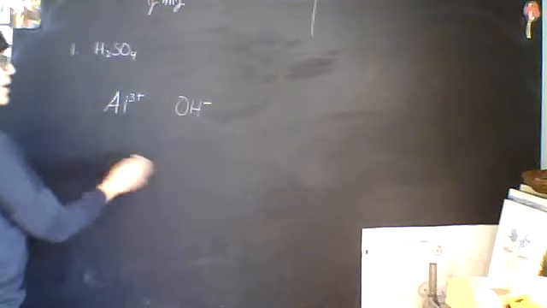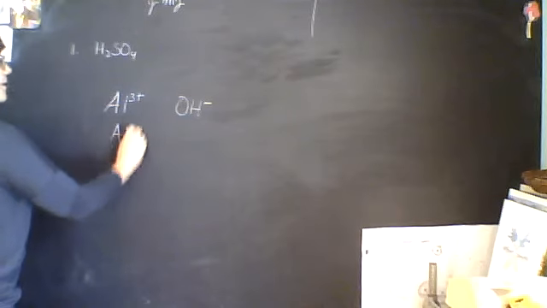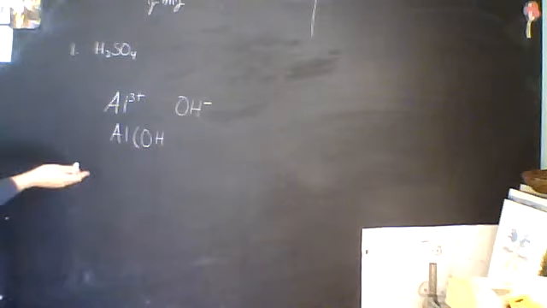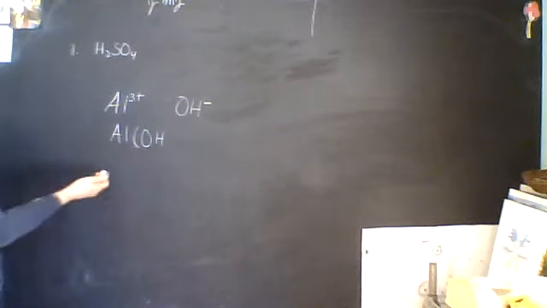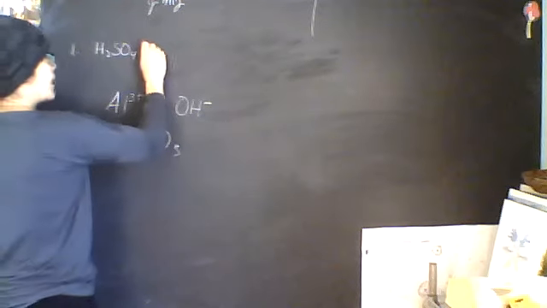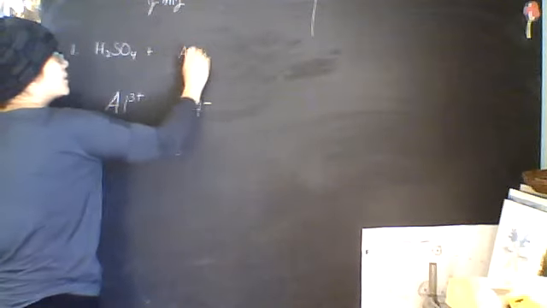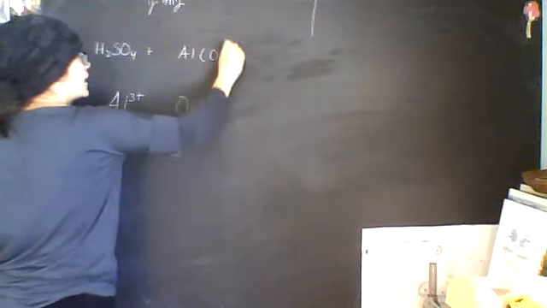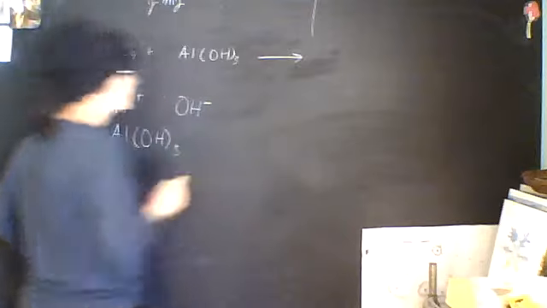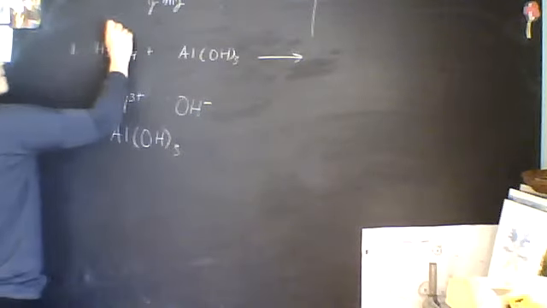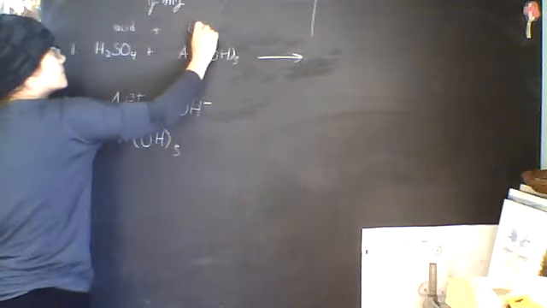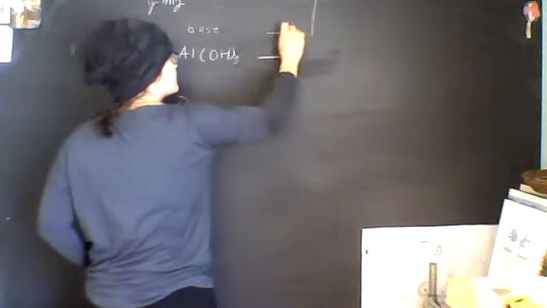What's this number? It's 1, right? So it's Al, open parentheses, OH, close parentheses 3. So we have H2SO4 plus Al(OH)3. What kind of reaction should we recognize this as being? Acid plus base is salt and water.